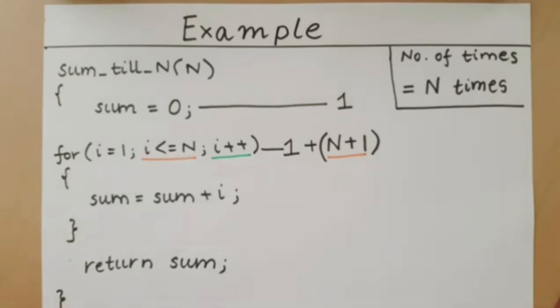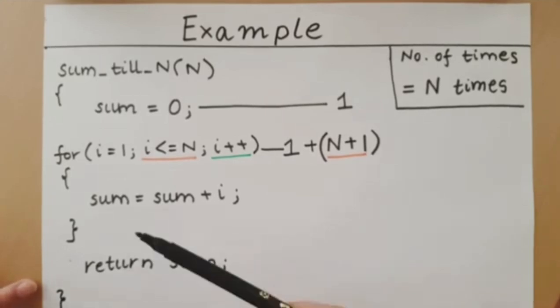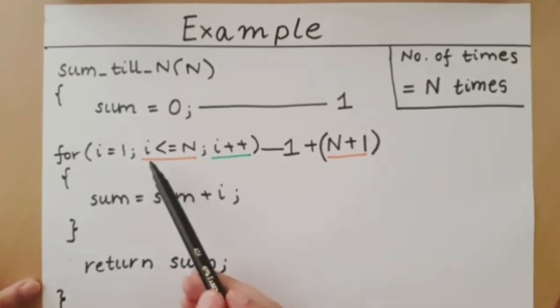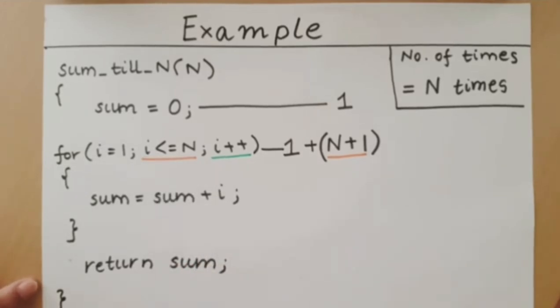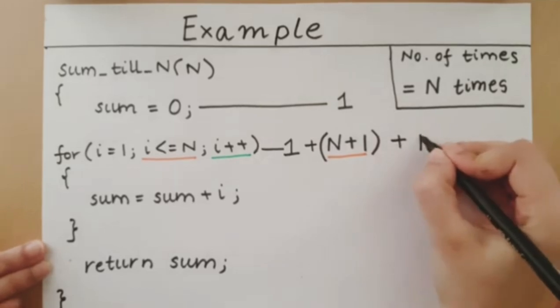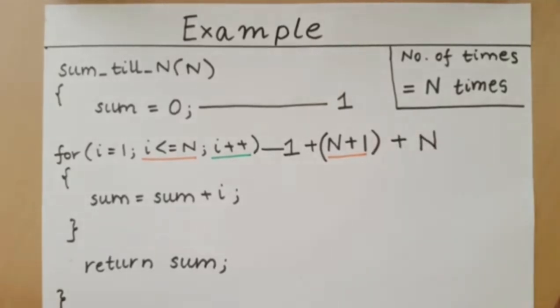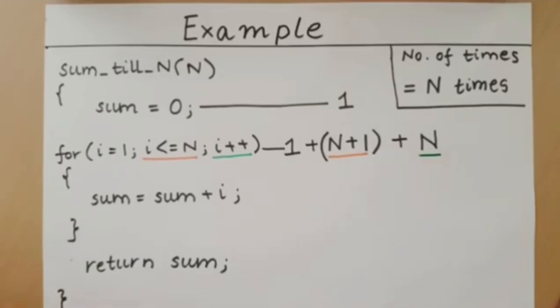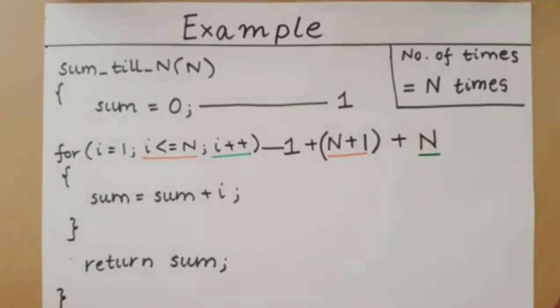Let's take a look at the increment. So when the flow of control exits the loop, the value of i is n plus 1, and that's why the condition fails. So i has been incremented from 1 all the way till n plus 1. We are incrementing by 1 each time. So the number of increments made from 1 to n plus 1 is n. This is for the increment.